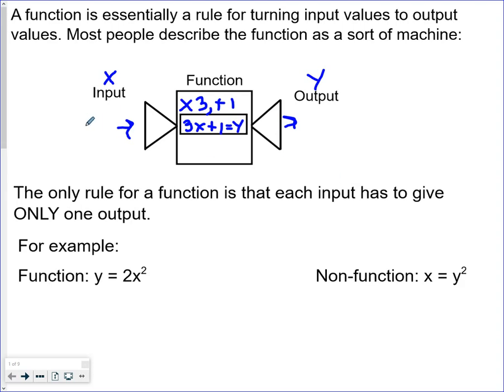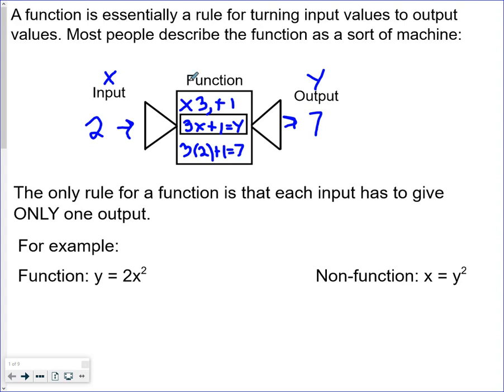So again, if I plug in a 2 for x, my function rule would be 3 times 2 plus 1 equals, 3 times 2 is 6 plus 1 is 7. So my output would be 7. And that's generally how we deal with functions. We say our input values are the x's, our output values are the y's, and the actual function machine, the actual function rule of the process, is the equation that you're given.